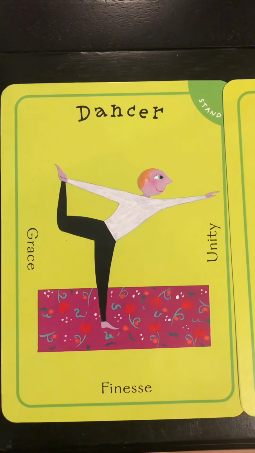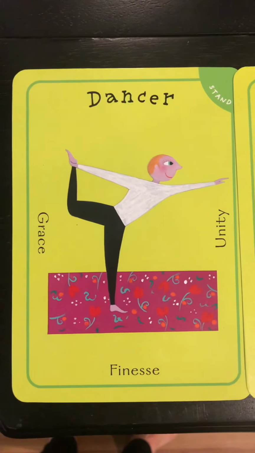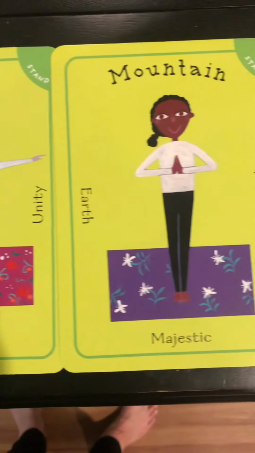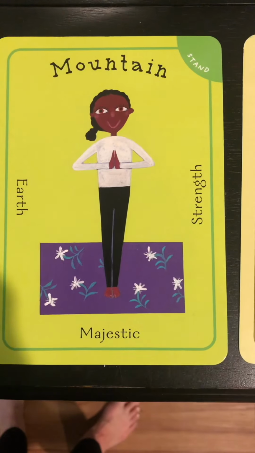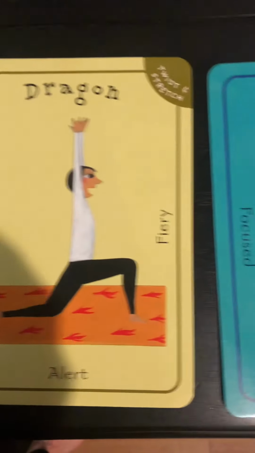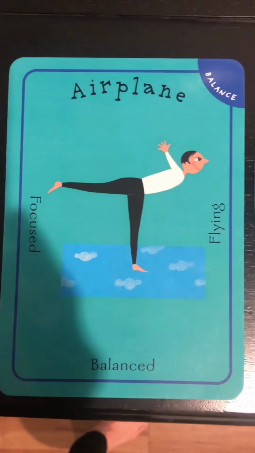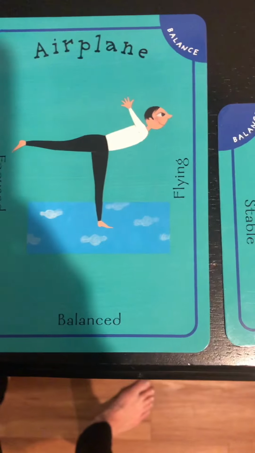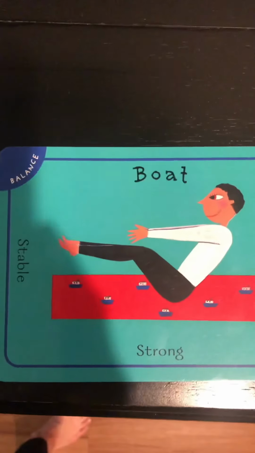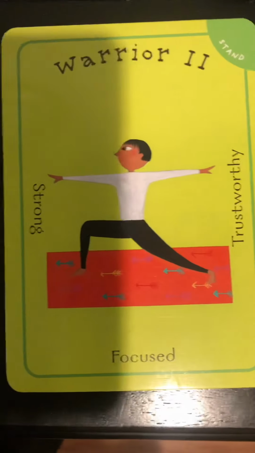Here's some more yoga poses for you to practice your history. Dancer, mountain, dragon, airplane, boat, and warrior 1 and warrior 2.